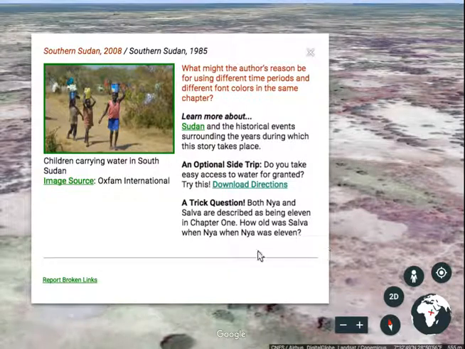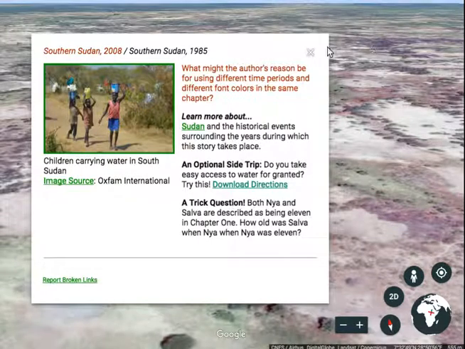Something to also consider is this trick question right here. Both Nya and Salva are described as being 11 in Chapter 1. We want to think about when Nya was 11, how old would Salva have been? Because it is in different time periods. It is something to consider of where people might be.